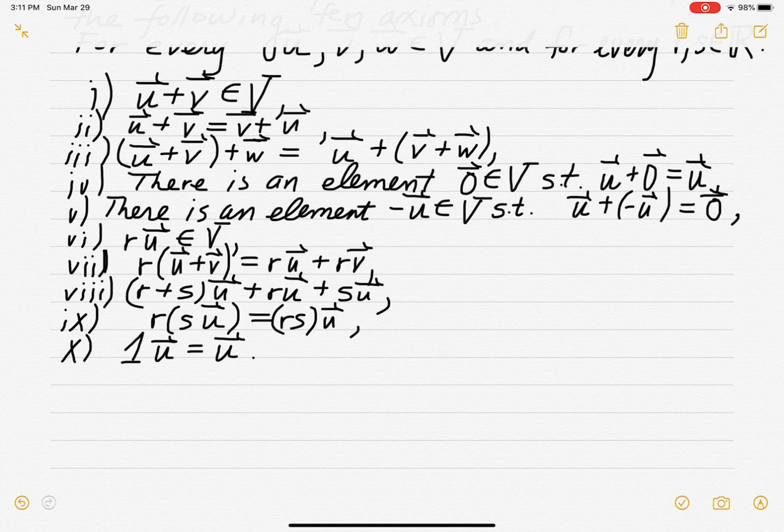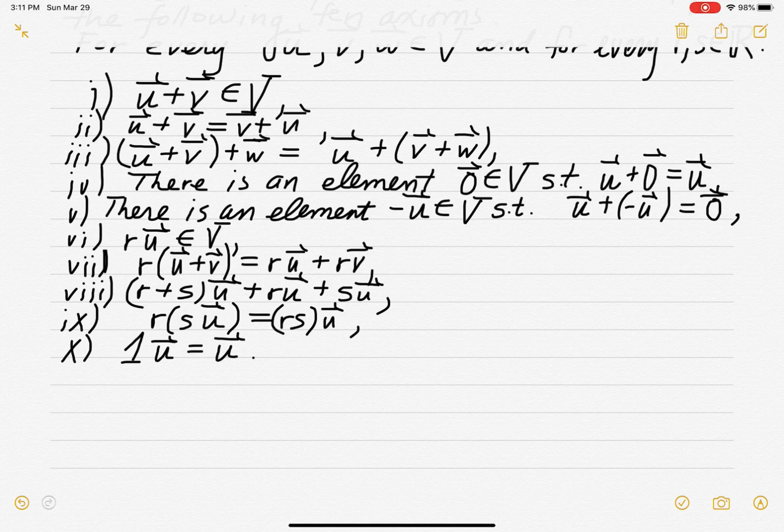The sixth property is if I take a scalar r times any vector, the resultant vector is in the vector space. So a scalar times a vector is always a vector. Seventh property, if I take r times the sum of two vectors, it's the same thing as r times u plus r times v. This is said to be a distributive property. Scalar multiplication distributes over vector addition.